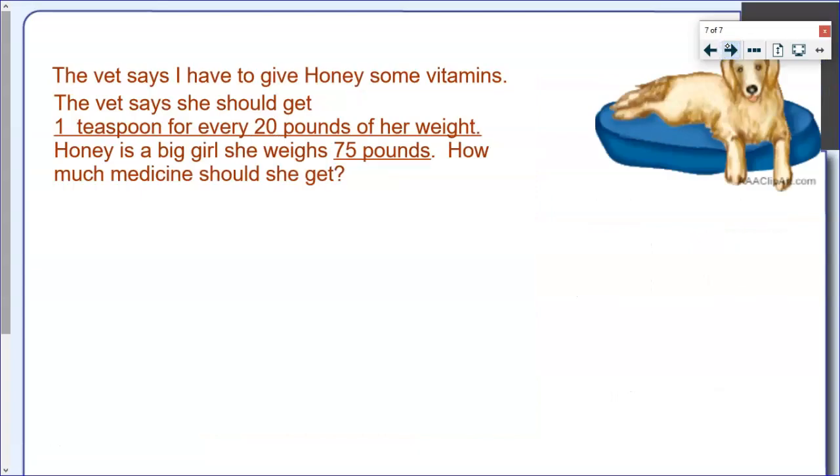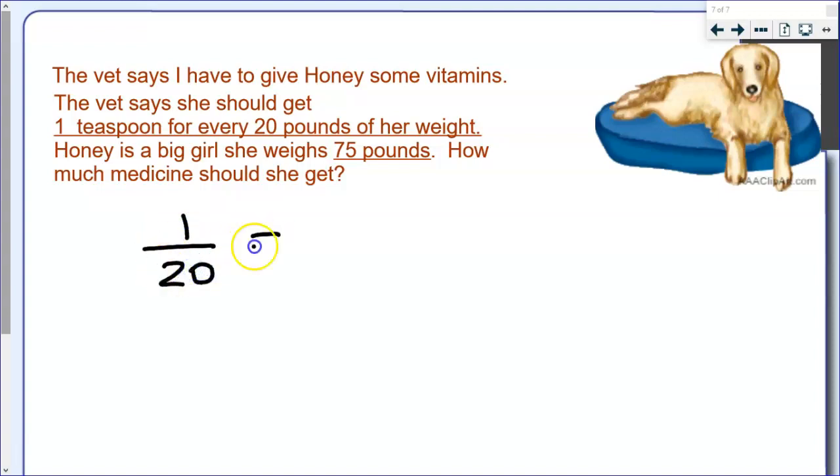The vet says I have to give Honey some vitamins. The vet says she should get 1 teaspoon for every 20 pounds of her weight. She's a big girl and weighs 75 pounds, so how much medicine should I get? Do you see now how this is turning into something that we would use in today's world? Okay, so here we'll set it up. We've got 1 teaspoon for every 20 pounds she weighs. We know that she weighs 75 pounds, so we're going to keep our pounds lined up here. And we need to know how many teaspoons of medicine she needs to get.